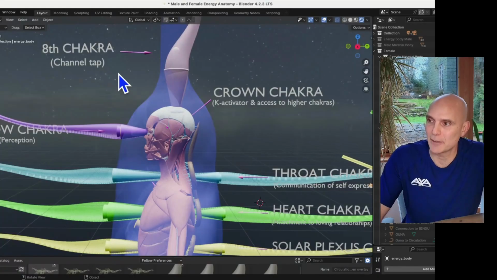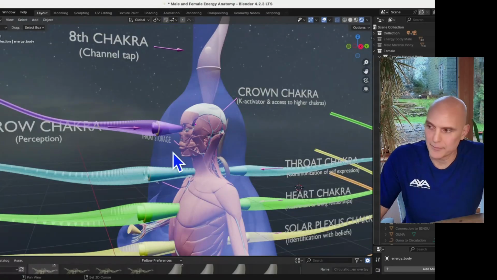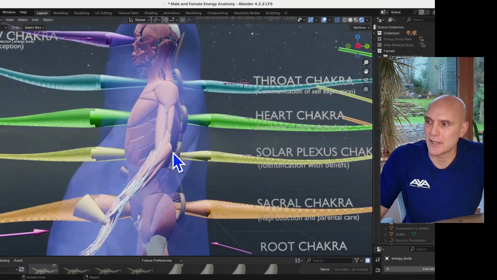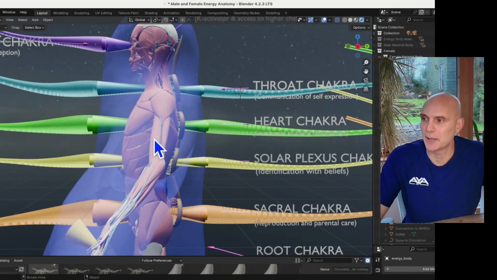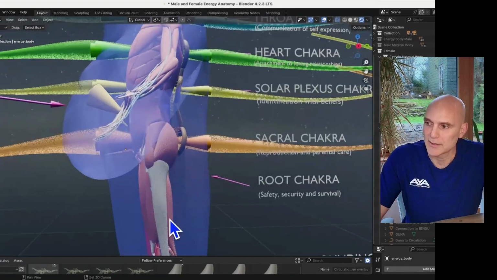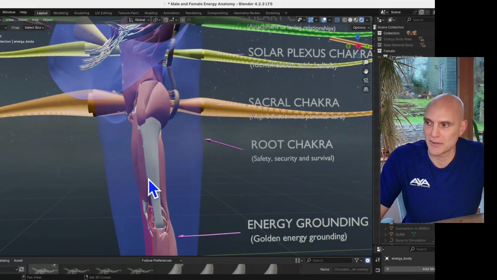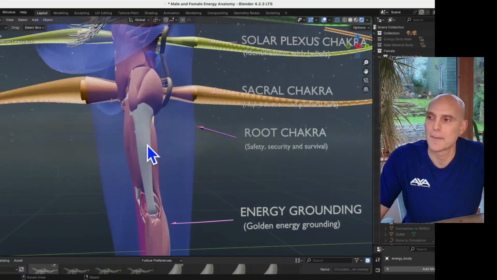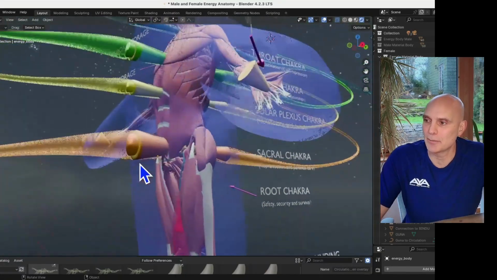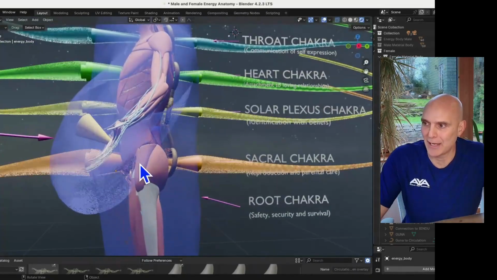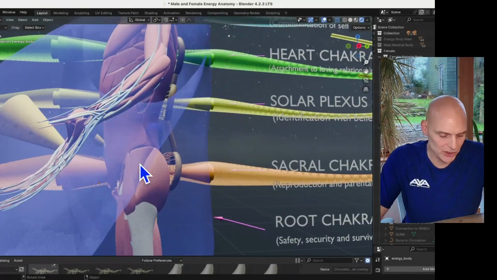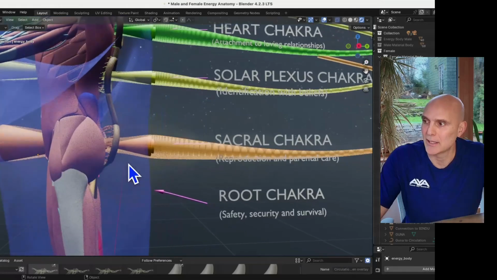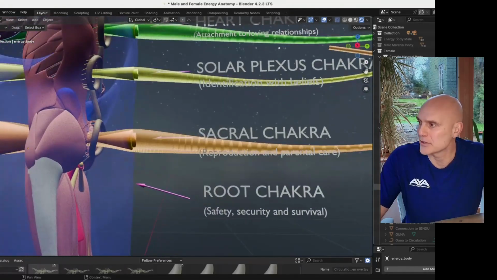So energy is coming in and out, and there are chakras around the arms and legs. So there's a couple of chakras on the upper arm and a couple of chakras on the lower arm. Same with the legs. There's a couple of chakras on the upper leg and lower leg. There's also a reproductive chakra, which comes out of the sacral chakra. So the sacral chakra, as you know, is about reproduction and parental care.